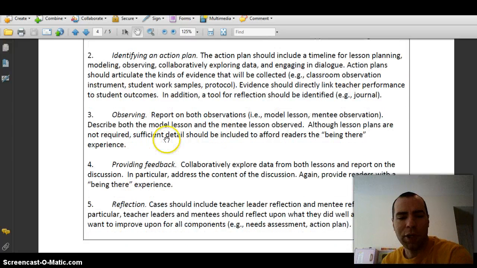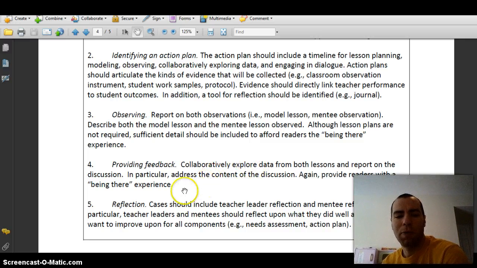So after the observation, you're going to sit down and you're going to provide feedback. And this does say collaboratively explore data, but basically what that means is just thinking about what it is that you saw. If it was work that you were looking at, what's the data from the work? If it is noticing the behavioral piece and you're tallying things, what is that? What happened? So that's what you're really focusing on. The feedback piece is really just exploring what it is that you saw.